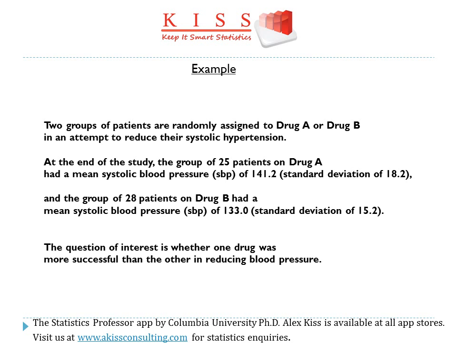For our example, two groups of patients are randomly assigned to drug A or drug B in an attempt to reduce their systolic hypertension. At the end of the study, the group of 25 patients on drug A had a mean systolic blood pressure of 141.2 with a standard deviation of 18.2, whereas the group of 28 patients on drug B had a mean systolic blood pressure of 133 and a standard deviation of 15.2. The question of interest is whether one drug was more successful than the other in reducing blood pressure.